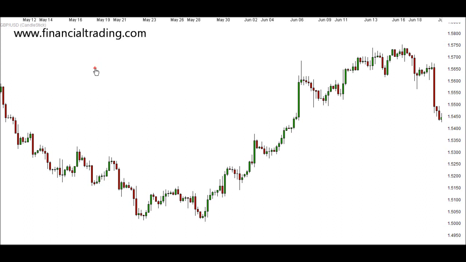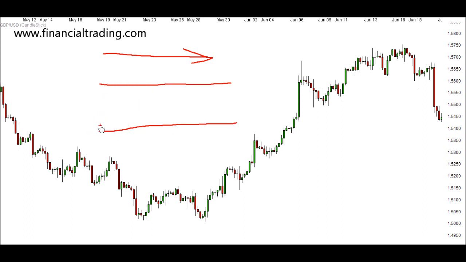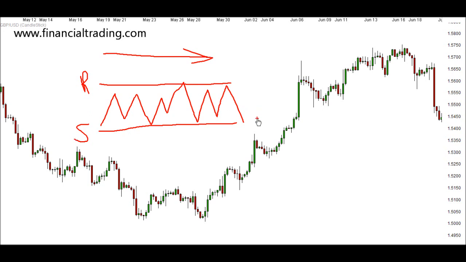In this video we're going to look at support and resistance. I mentioned support and resistance when price ranges, when it moves sideways. When price does move sideways, we have something that looks like this. We have a resistance area and a support area, and price moves between the two in a sideways direction.